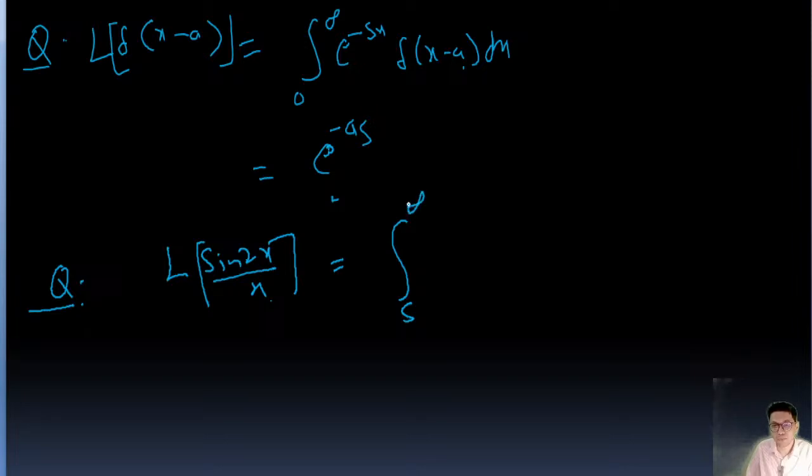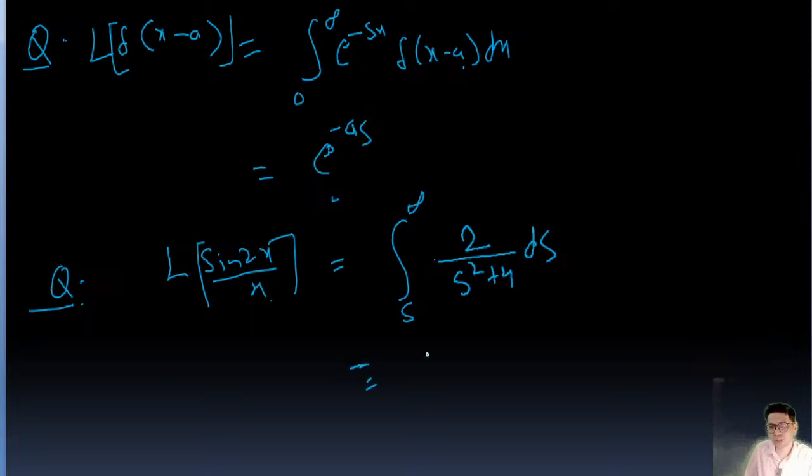from s to infinity of F(s) ds, right? So F(s) means the Laplace transform of sin 2x. We know the Laplace transform of sin 2x, that is 2 upon s square plus 4, ds, right? This is the transform F(s) of sin 2x.